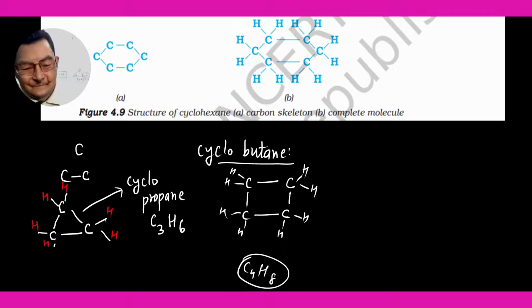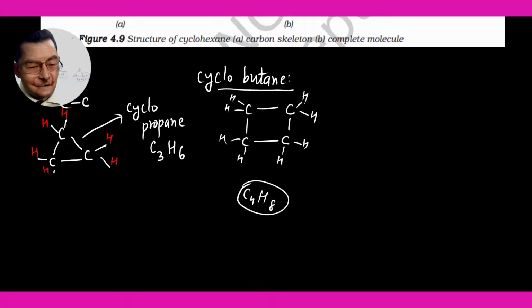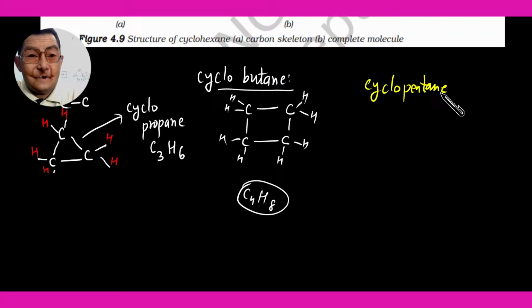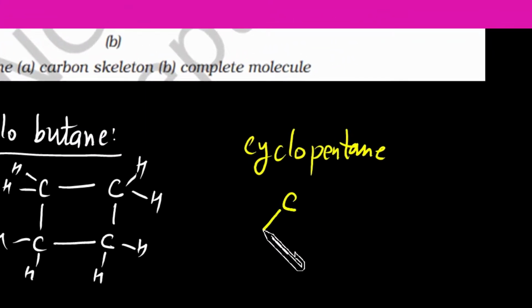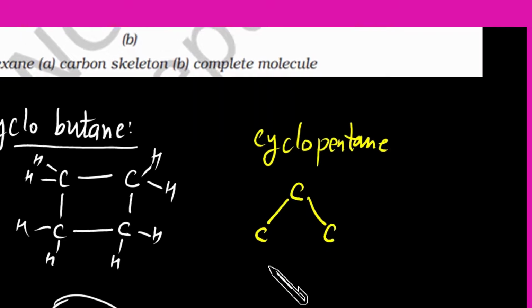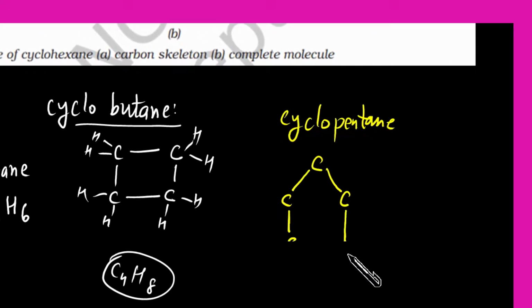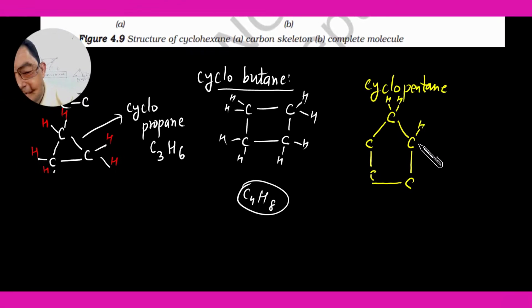Cyclobutane. Then we've got one more, cyclopentane. So when they ask you to draw cyclopentane, 5 members, 1, 2, 3, 4, and 5. Okay? 5 carbons in a ring, and complete the valencies. H.